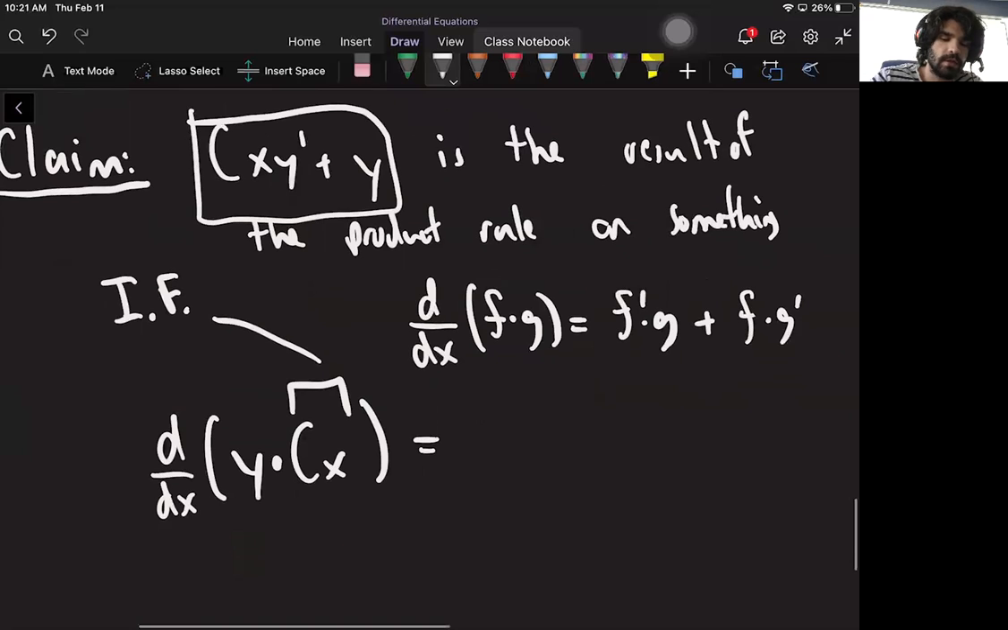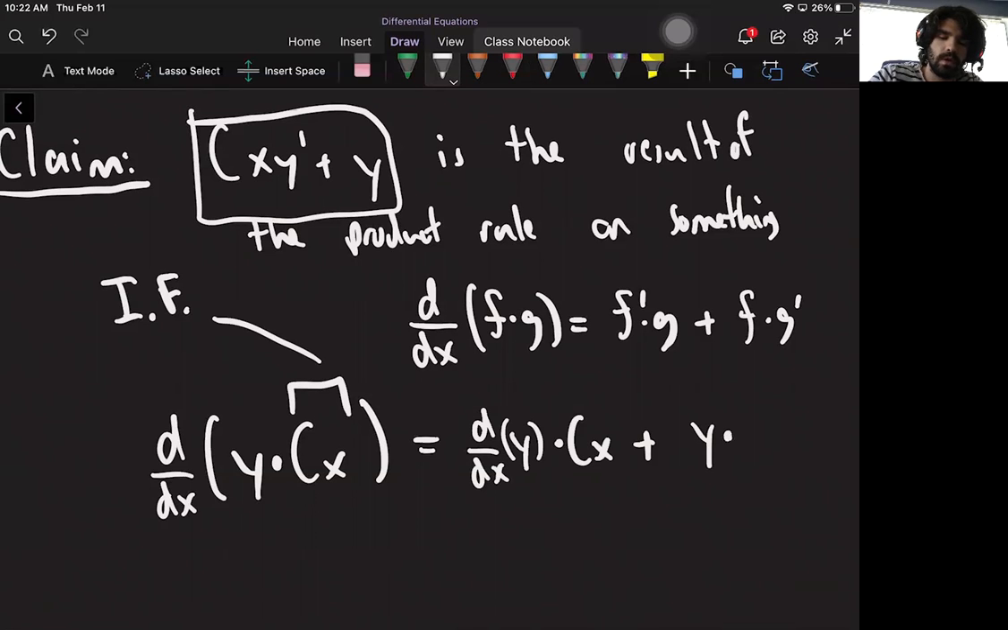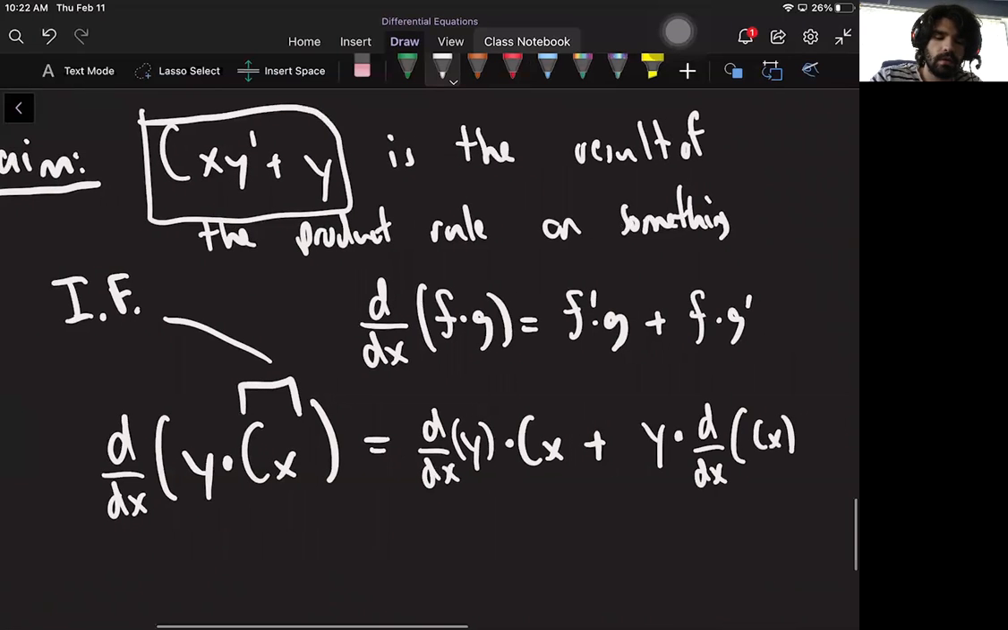So the product rule says take the derivative of the first thing, keep the second one the same, add, keep the first one the same, take the derivative of the second thing. Okay, so what's the derivative of y with respect to x? Well, y is a function of x, so it's just y prime. Then I keep cx the same, keep y the same. Now I take the derivative of a constant times x. That's just that constant.